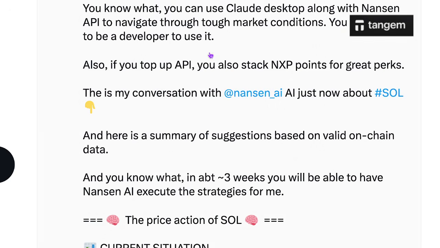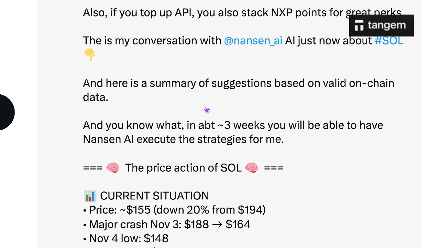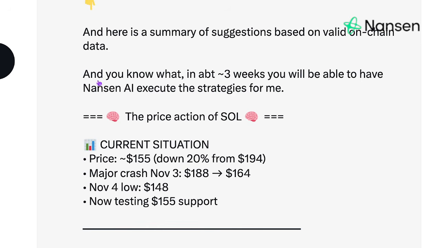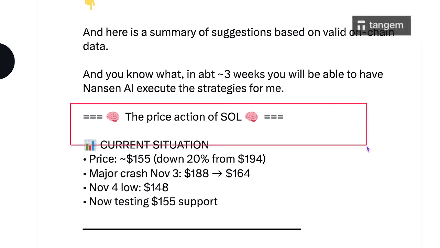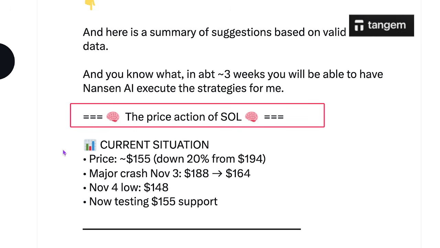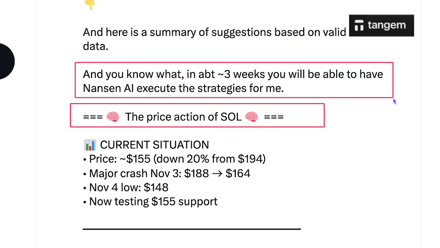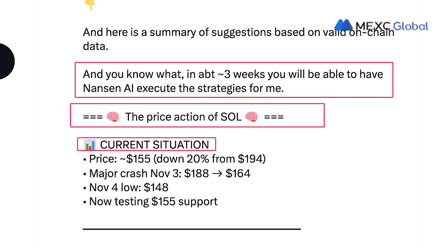What this offers is basically a summary of on-chain data. So if you have a look at, for example, here, we can actually get the price action of Solana, and it gives you a summary. Now, someone like me who runs a community, I'll be able to send specific requests about market dynamics, and it will actually label that for me. In about 3 weeks, you'll be able to have Nansen AI execute strategies, which is absolutely insane. When it comes back with the information, it's pretty accurate.